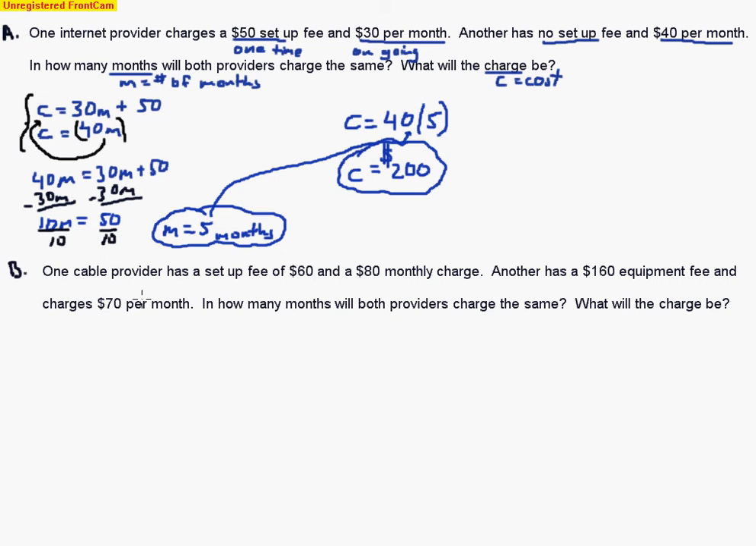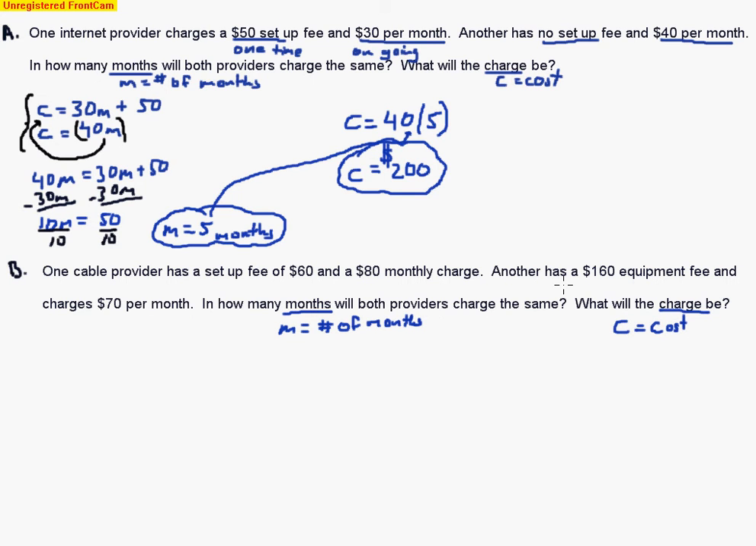Very similar problem. It's asking this time about cable providers rather than internet providers, but it's the same sort of thing. So here we have a company that provides services, and they have a $60 setup fee and charge $80 monthly. Another has a $160 equipment fee and $70 per month. How many months? That's the question. We don't know the number of months, so let's assign a variable. M stands for the number of months. We also don't know the cost. Charge, that's going to be C. C is going to represent the charge or the cost.